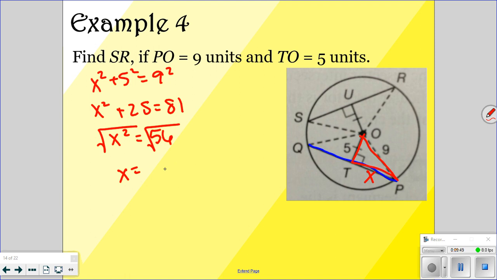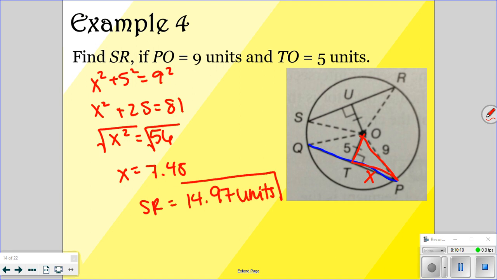And so you can take the square root of that, which is 7.48. And then we're looking for the whole length of the chord. So 2 times that would give you 14.97 units. So that's how you could do that one.